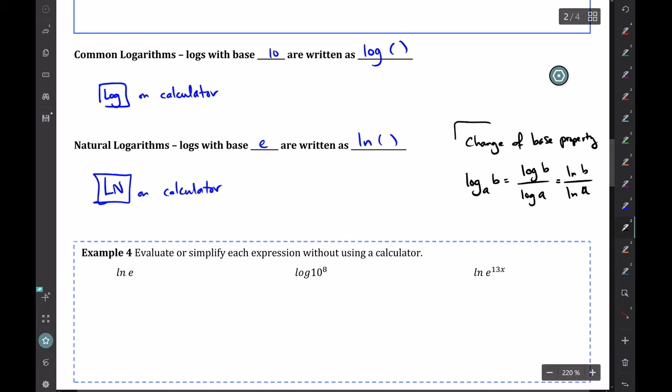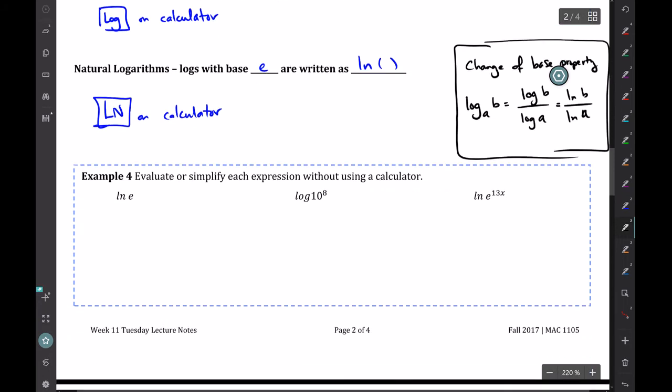So this is very important if you want to be able to use your calculator. Okay, so now let's just evaluate some of these. It says evaluate natural log of e. That's like natural log of e to the 1, right? So that is just going to be 1.